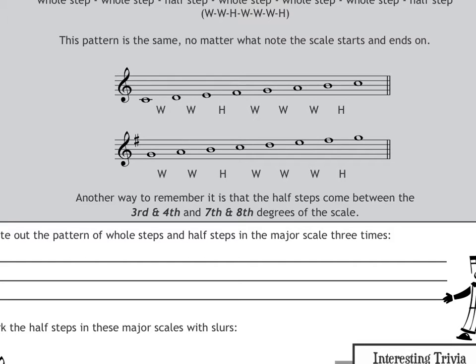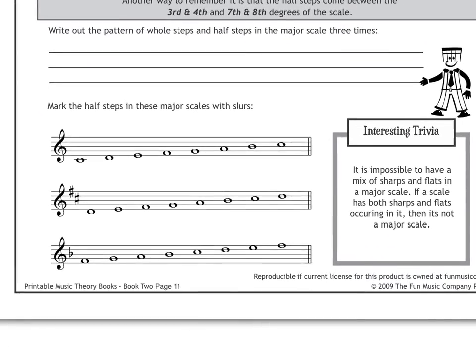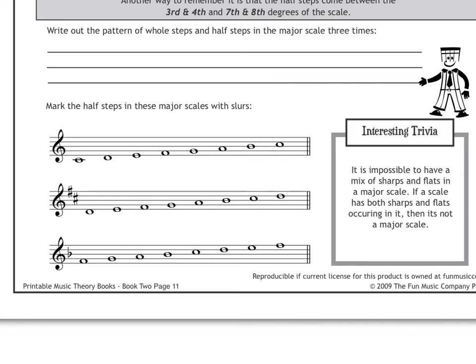All right, so again, 2 ways to remember how to write a major scale. Remember the rhyme, the pattern, whole, whole, half, whole, whole, whole, half. Those are the distances between the notes. Or just remember that you have whole steps everywhere except between notes 3 and 4 and 7 and 8. All right? So with that in mind, you should easily be able to finish this page. It's simply writing out the pattern of whole and half steps in the major scale, and then of course marking the half steps in these major scales.